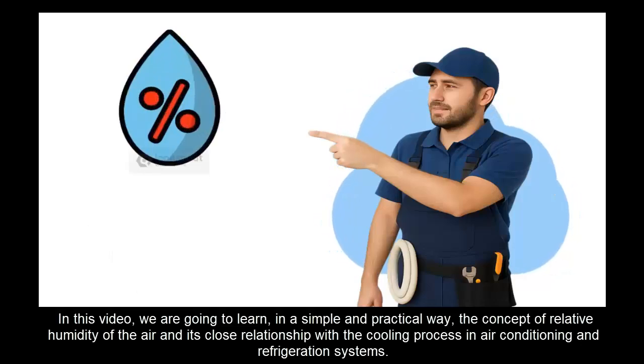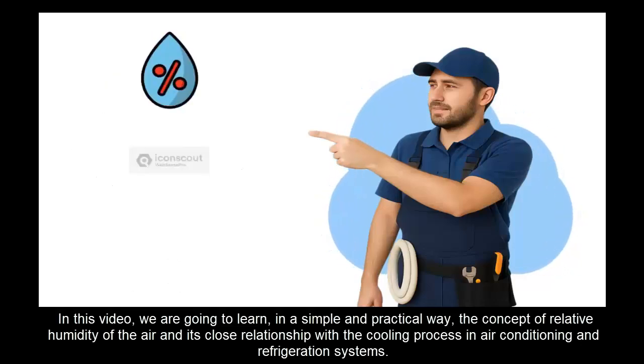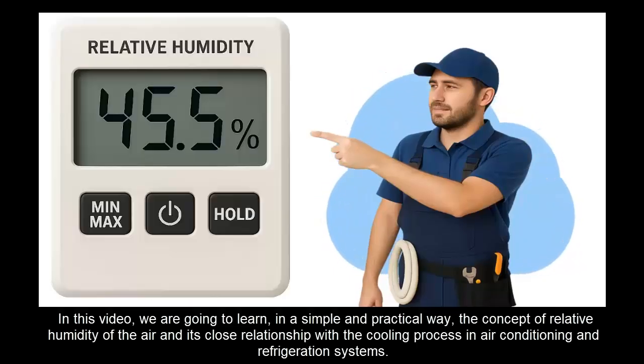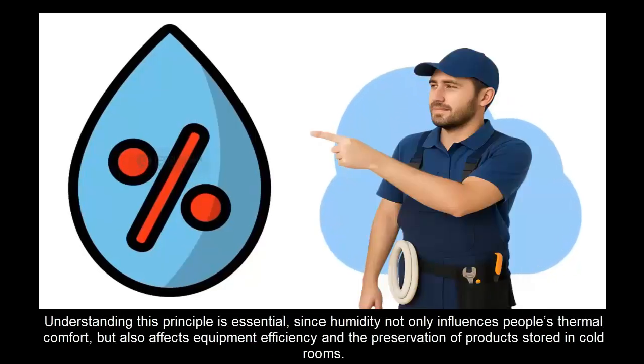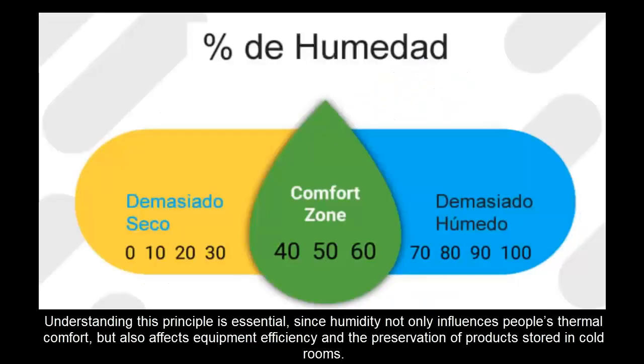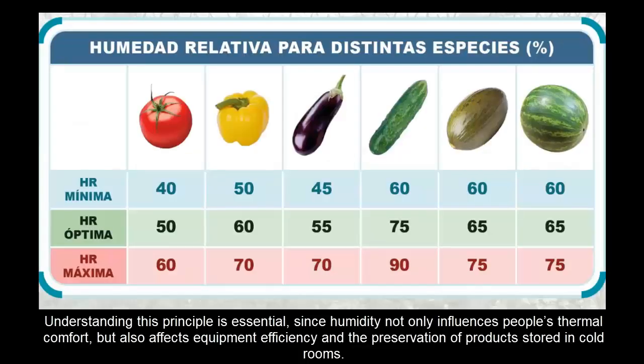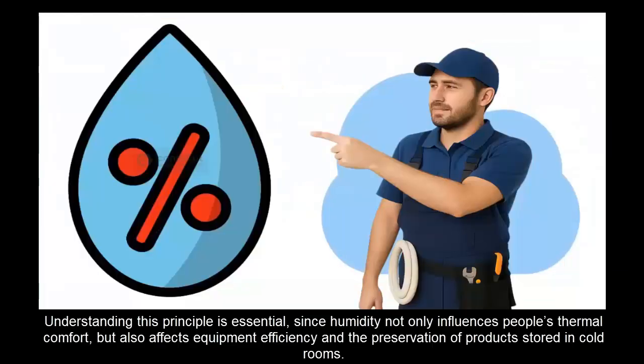In this video, we are going to learn, in a simple and practical way, the concept of relative humidity of the air and its close relationship with the cooling process in air conditioning and refrigeration systems. Understanding this principle is essential, since humidity not only influences people's thermal comfort, but also affects equipment efficiency and the preservation of products stored in cold rooms.